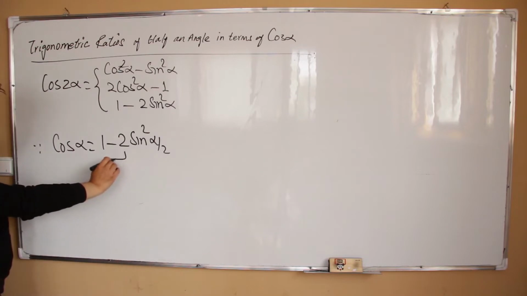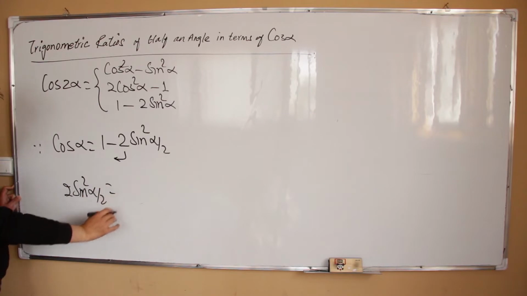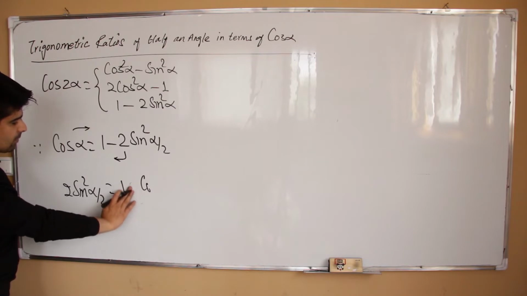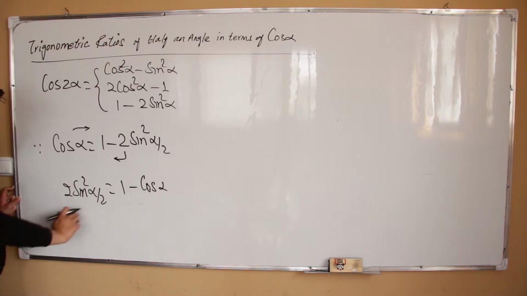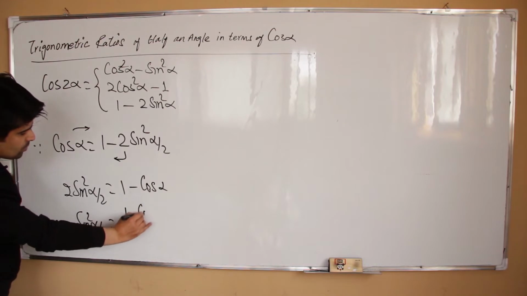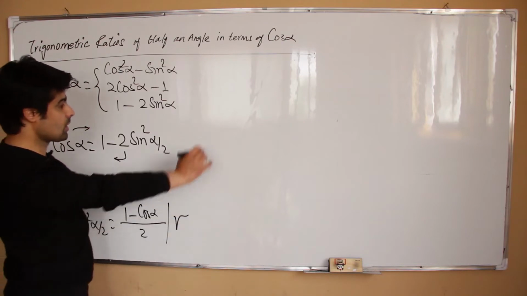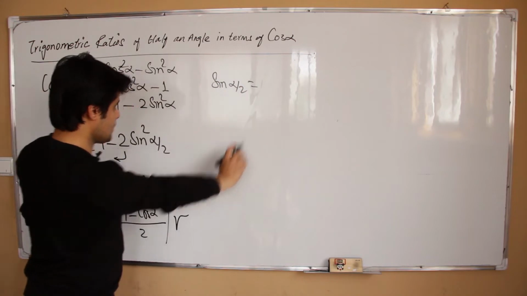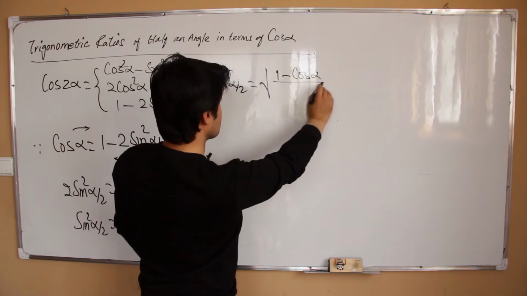Yes. Now, I will put this one on the left side. So you will have 2 sine square of alpha by 2 is equal to 1 minus cosine alpha. Sorry. Put this one on the right side. Now, divide both sides by 2. Sine square of alpha by 2 is equal to (1 minus cosine alpha) by 2. Now take the root on both sides. So you will have sine of alpha by 2 is equal to the root of (1 minus cosine alpha) by 2.